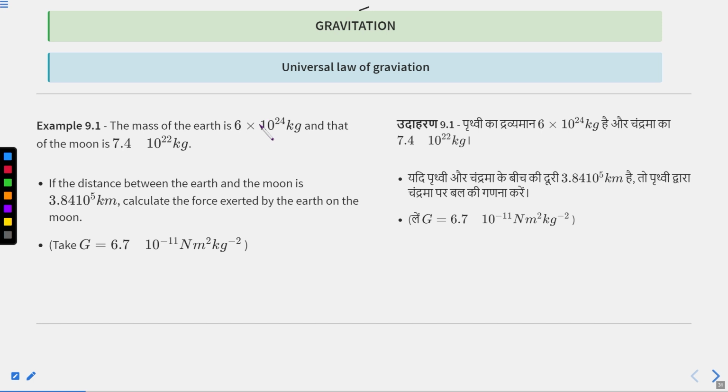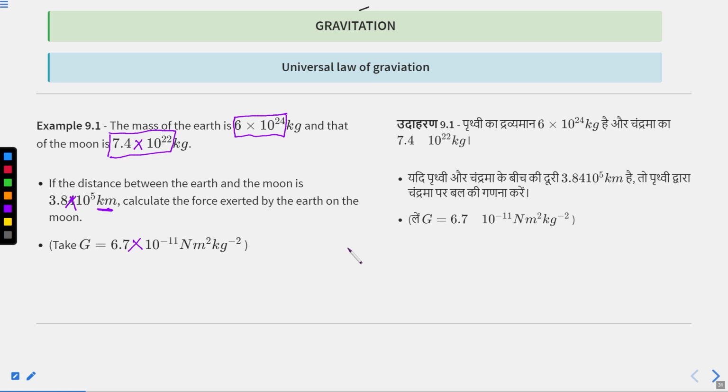The mass of Earth is 6 into 10 raised to the power 24 kg. It's a very huge number. And that of the moon is 7.2 into 10 raised to the power 22 kg. This is the mass of the moon. If the distance between Earth and moon is 3.8 times 10 raised to the power 5 kilometers, calculate the force exerted by Earth on moon taking G as 6.7 into 10 raised to the power minus 11.